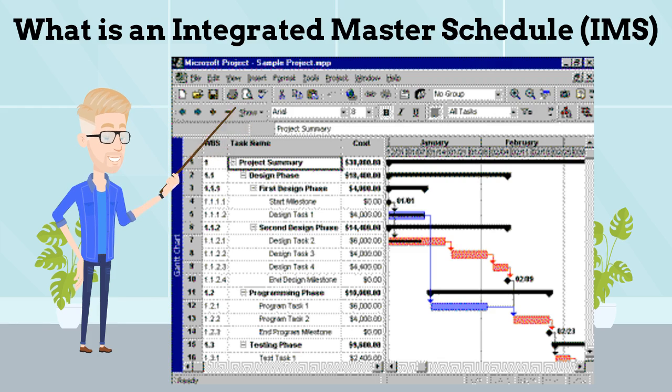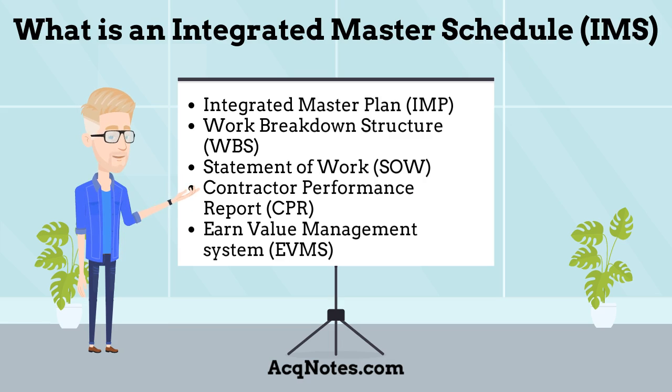The schedule activities are listed on the left-hand column and the length for each activity is shown as a horizontal bar. This IMS was developed using a tool called Microsoft Project, but they can be developed using many different software tools. The IMS is a very important document since it is traceable to the Integrated Master Plan, Work Breakdown Structure, Statement of Work, Contractor Performance Report and Earned Value Management System.